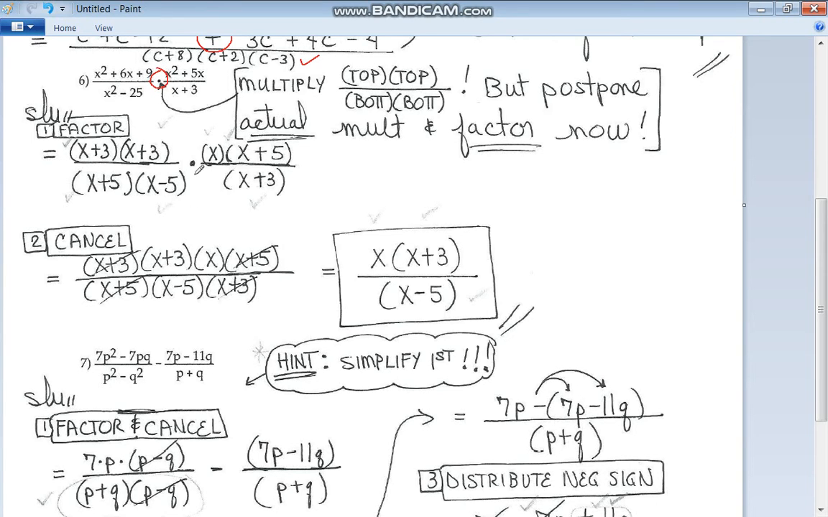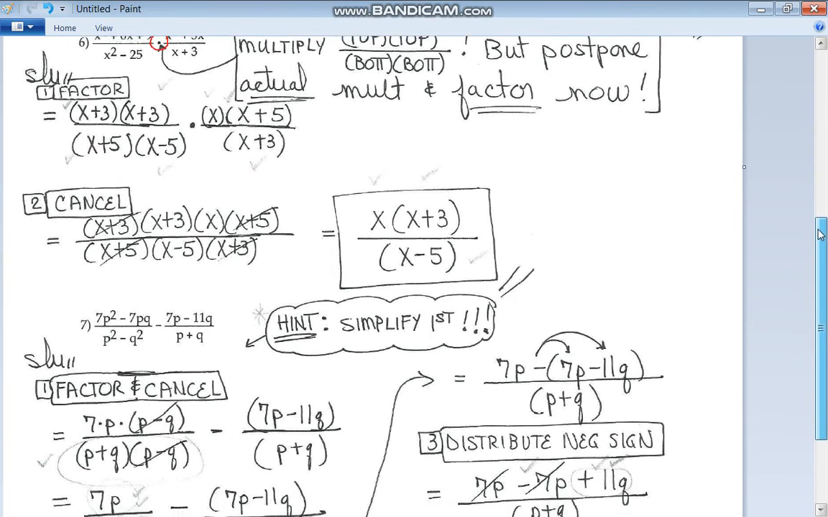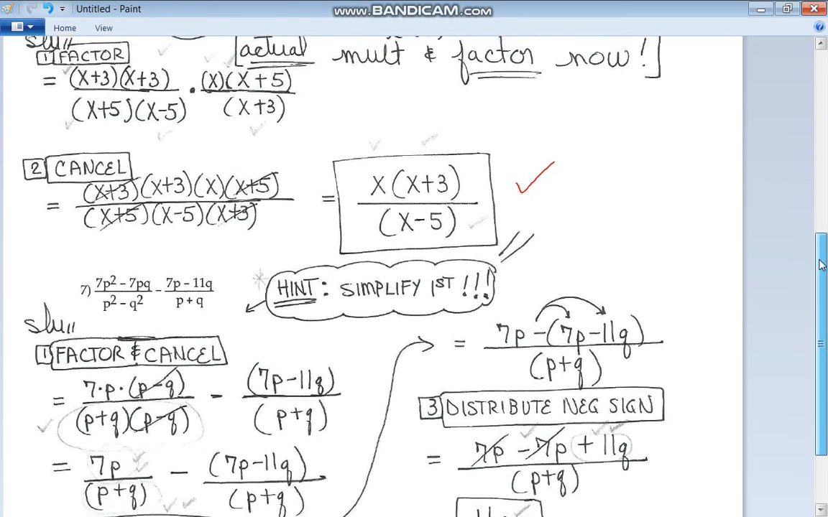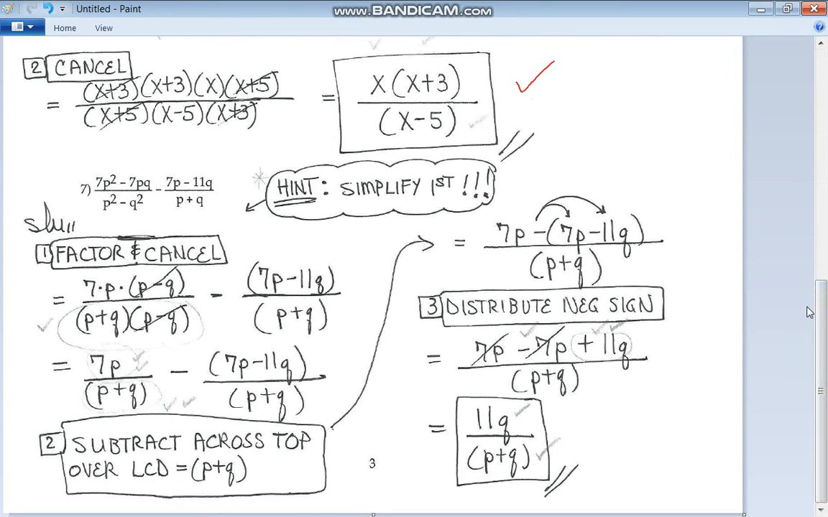So step 1, we're going to factor the first fraction on the top and bottom, factor the second fraction on the top and bottom. Now don't forget, because we're multiplying, we do not need to get a common denominator. We can just multiply across the top, multiply across the bottom, cancel any common factors for our final answer. x(x plus 3) over (x minus 5). And then we have number 7.